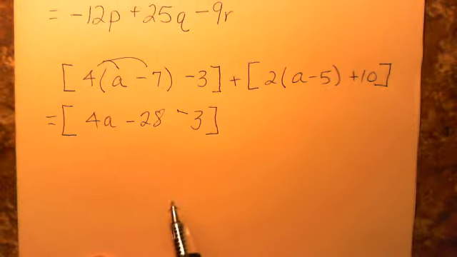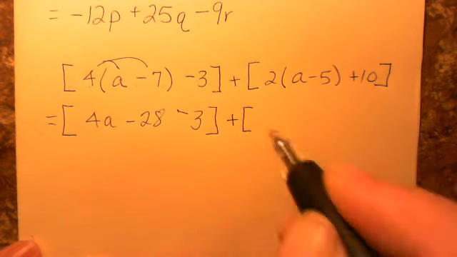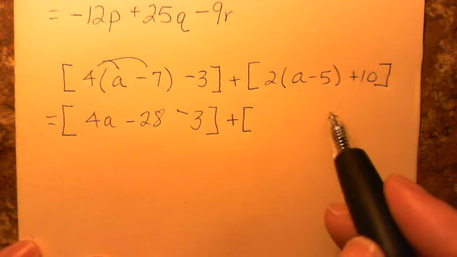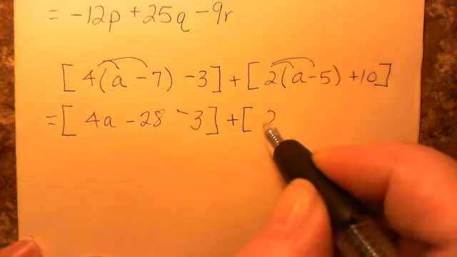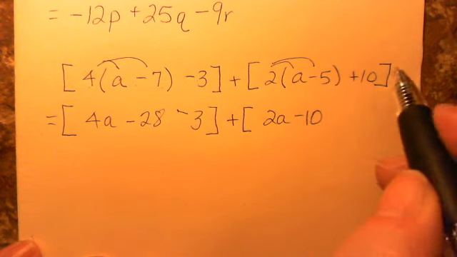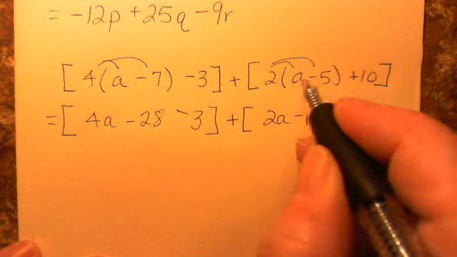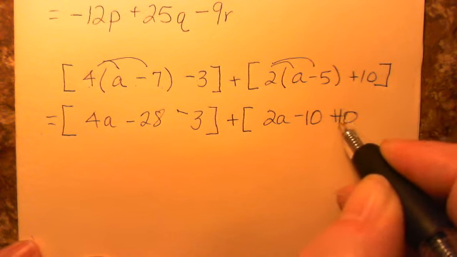Now we're not ready to get rid of the brackets yet, so we keep the brackets, plus, open the next bracket, we're just getting rid of the parentheses right now. We have to distribute again. 2 times a for 2a, 2 times negative 5 for negative 10. We don't distribute to the positive 10 because it's outside the parentheses. Bring it down as is, plus 10.